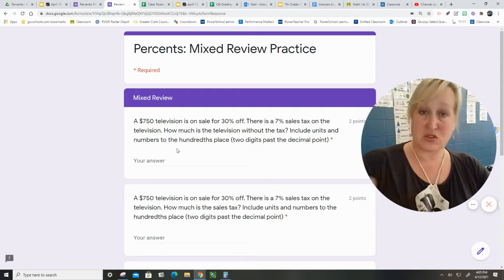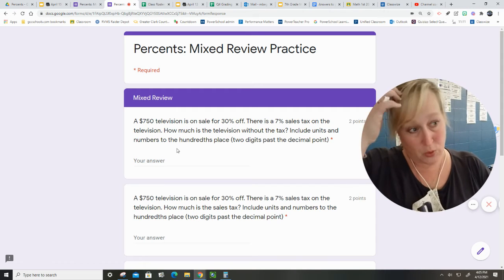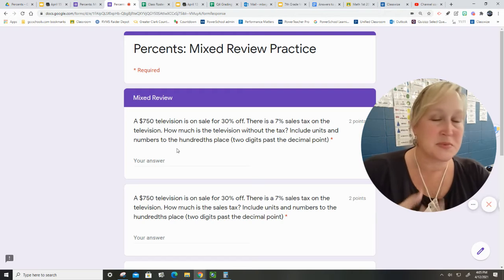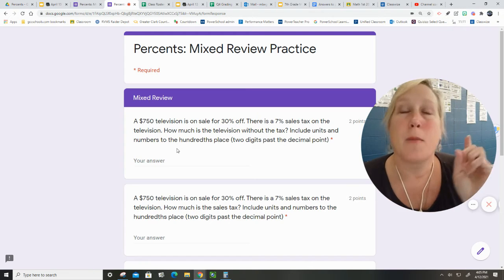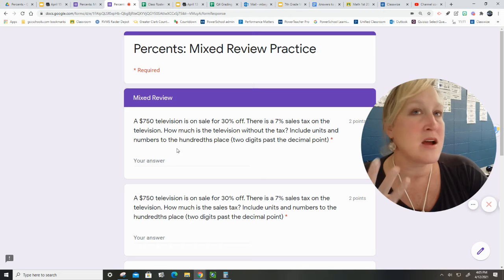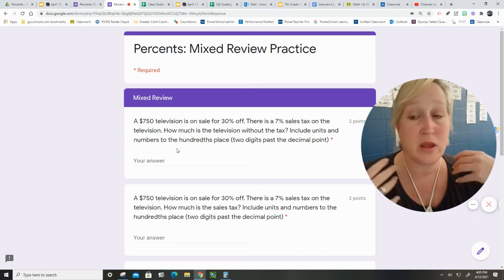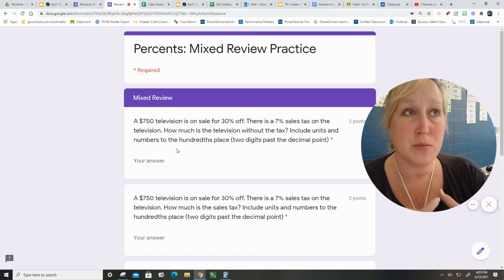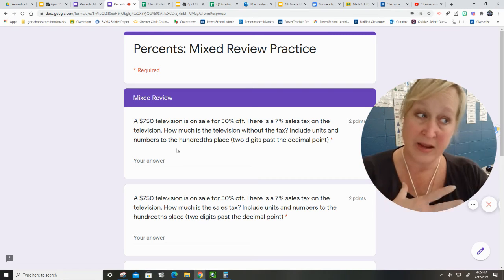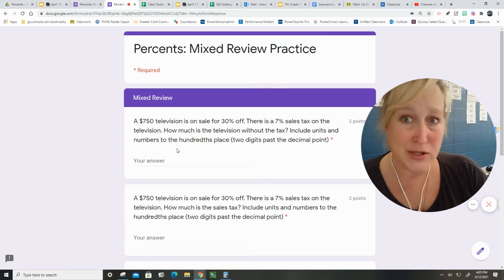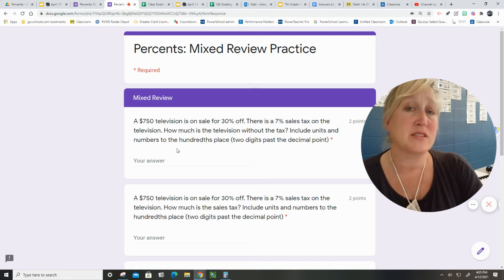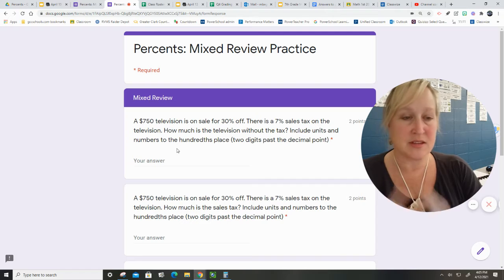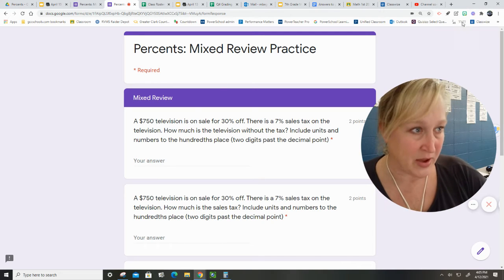This one is mixed review. So we've been covering percentages for a while and how to calculate tips, taxes, markups, markdowns, and discounts, and we are supposed to be good enough readers of math problems to determine whether or not we are going to add, subtract, or if we're going to do neither. We're just going to figure out how much it increases or decreases. So that's what this is about.